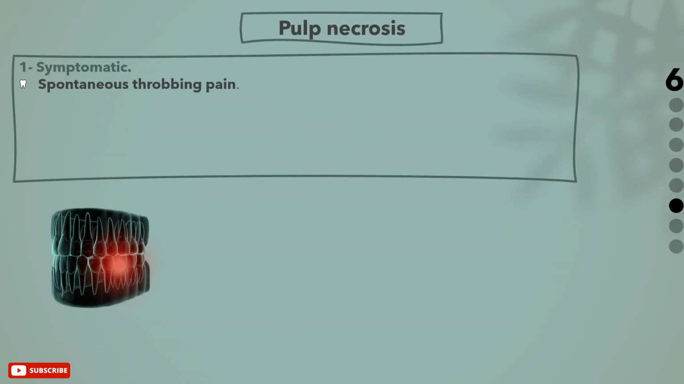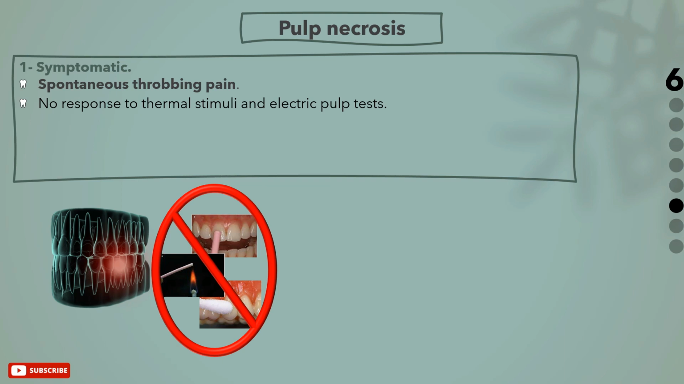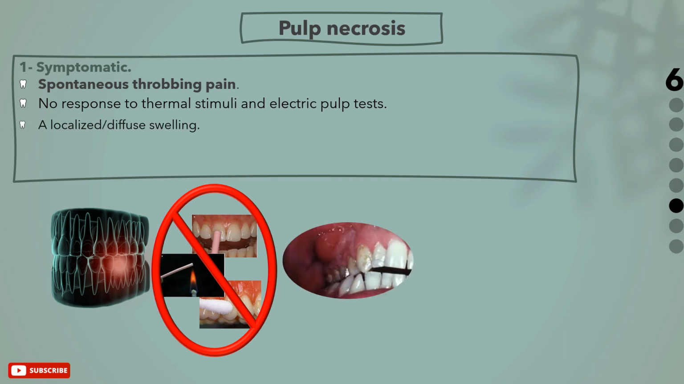Number 6. Pulp necrosis, meaning that the pulp has lost its vitality. Pulp necrosis has two distinct presentations. One could be symptomatic and the other is asymptomatic. In case of symptomatic pulp necrosis, the pain is a throbbing pain and it is spontaneous. No response to any thermal stimuli.